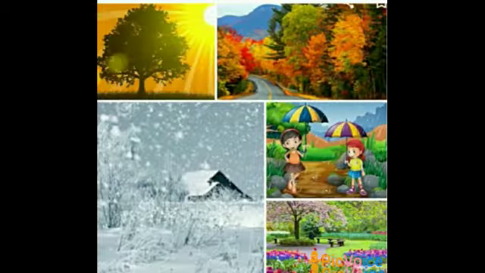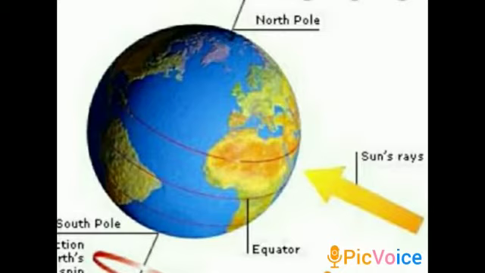Children, why do the seasons change? The season changes because the earth revolves around the sun and the earth's axis is tilted to its orbit. Children, what is the equator? The equator is an imaginary line which divides the earth into two equal halves. That is the northern hemisphere and the southern hemisphere.